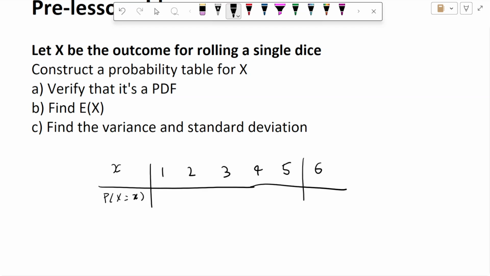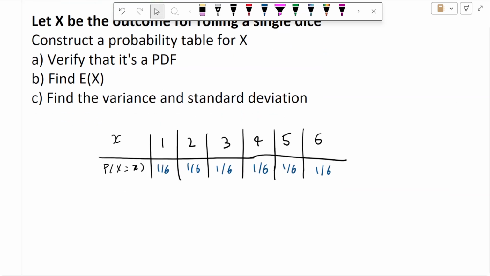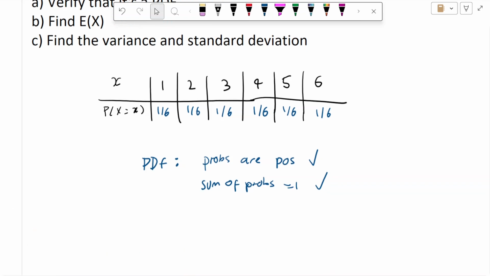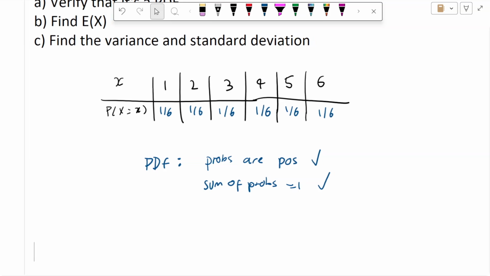And provided this dice is fair, then these are all going to have probabilities of 1 out of 6. They're equally likely. We also call this a uniform distribution. Okay, so verify that it is a PDF. There's two things. All probabilities are positive. Yes, they're all 1 out of 6. And the sum of the probabilities equals 1. Yes, because 1/6 plus 1/6 plus 1/6 plus 1/6 plus 1/6 plus 1/6 does equal 1. Yes, so that's good.